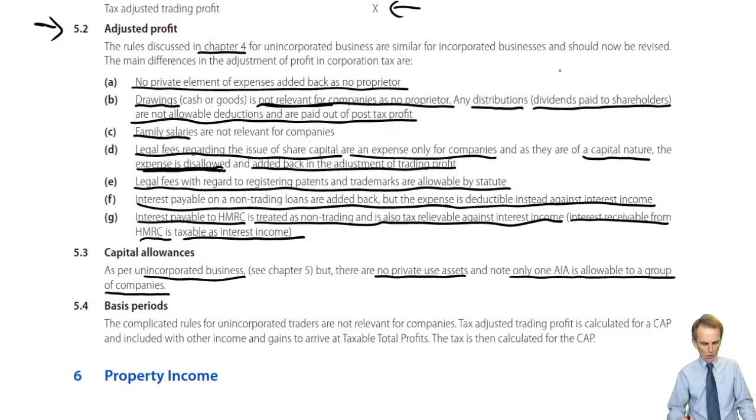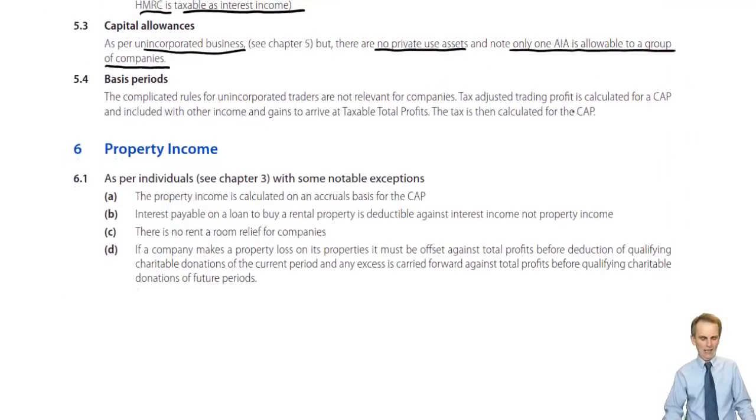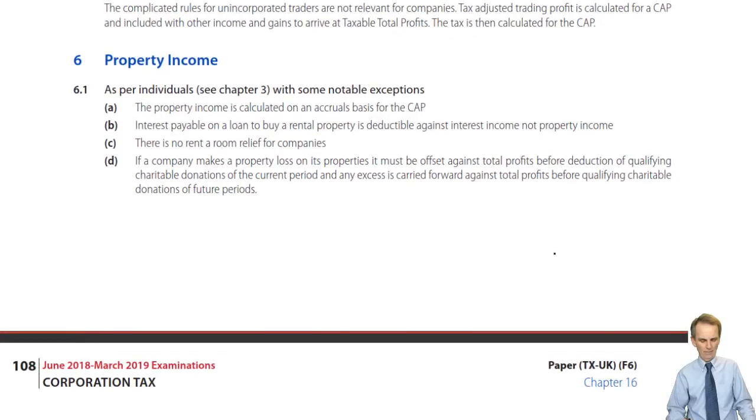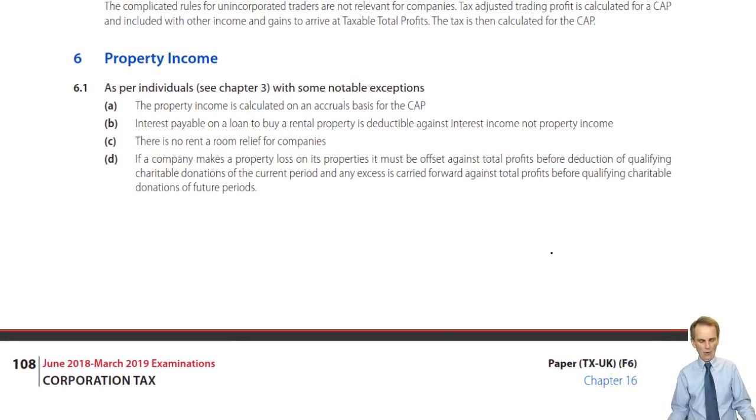We know that the big one is all about getting the tax adjusted trading profit figure. But we may also have property income. Now, it's the same basic rules as we used in income tax. There we were looking at rental income accrued, less allowable expenses incurred within the tax year. Now we'll be looking at the rental income accrued, less the allowable expenses incurred within the chargeable accounting period.